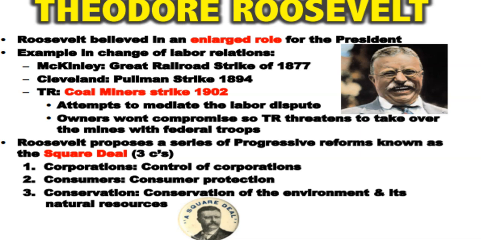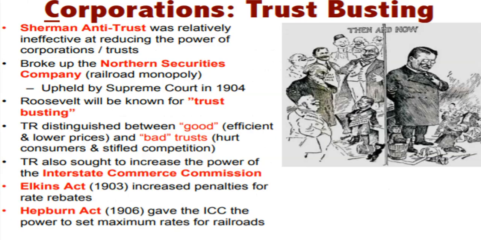Some people call them the 3Cs. And basically, this is what it says. 1, corporations, in this case, control of corporations. 2, consumers, consumer protection. And 3, conservation of the environment and its natural resources.